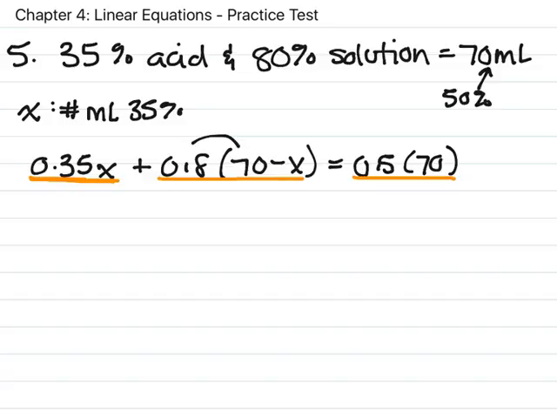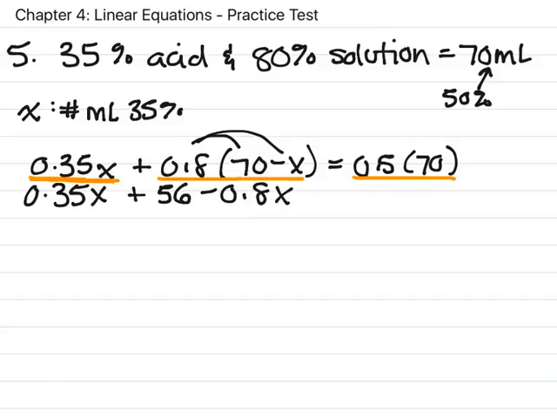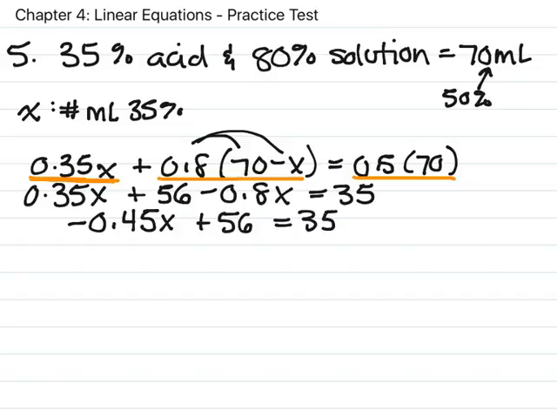So I'm going to start by expanding out the parentheses all the way across. So we have 0.35x plus 56 minus 0.8x, which is going to equal 35. So I'm going to gather my like terms. We have 0.35x minus 0.8x, which is negative 0.45x, plus 56 is equal to 35.